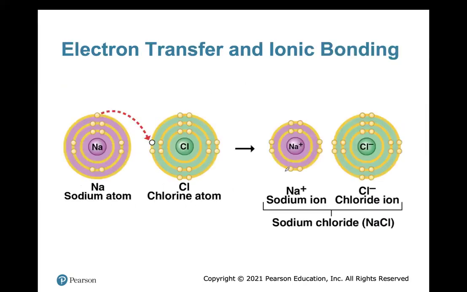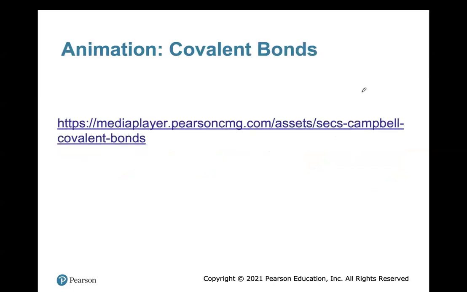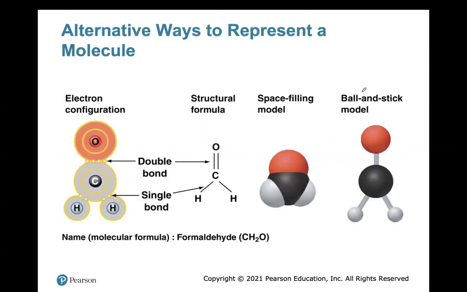Ionic bonding occurs when electrons are transferred, and this is a sodium ion and a chloride ion forming the sodium chloride molecule, which is table salt. A covalent bond forms when two atoms share one or more pairs of electrons. Covalent bonds are the strongest of the various bonds, and they hold atoms together in a molecule. Take a look at that animation of covalent bonds in the PowerPoint.